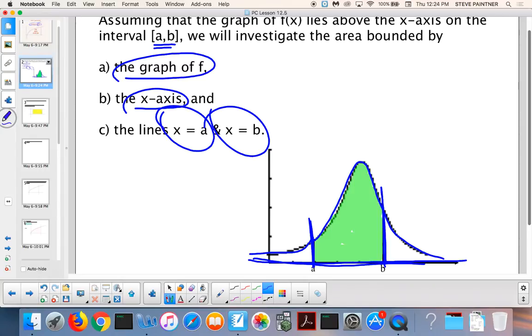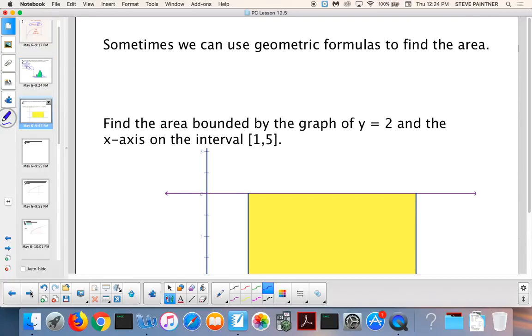So you are supposed to get the area of the green region, right? Is there an easy formula for this? I mean, is that a rectangle? Is that a triangle? No. So this isn't so easy, but we're going to get it. And really, we're not going to get it exactly. We're going to estimate the best we can. Sometimes we can use geometric formulas to find the area.